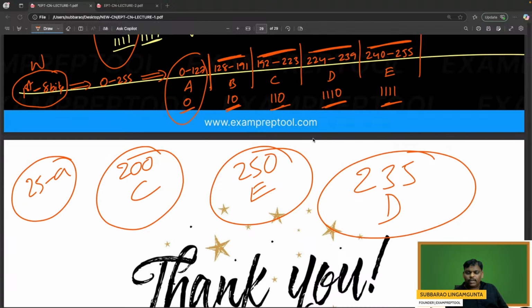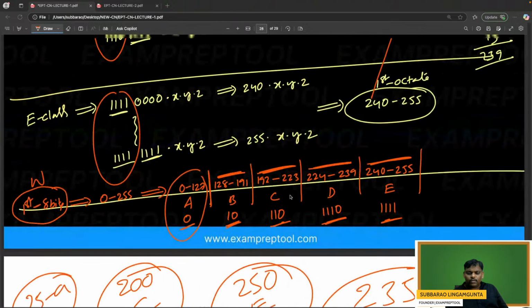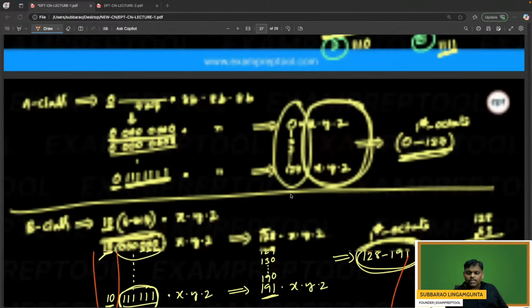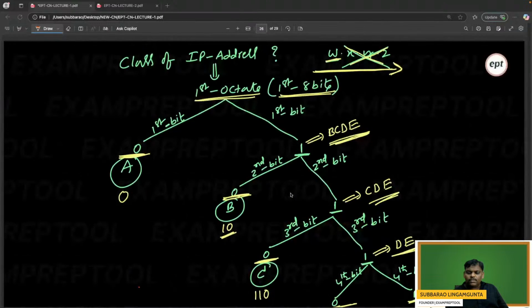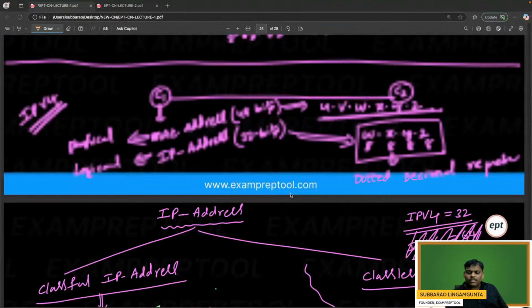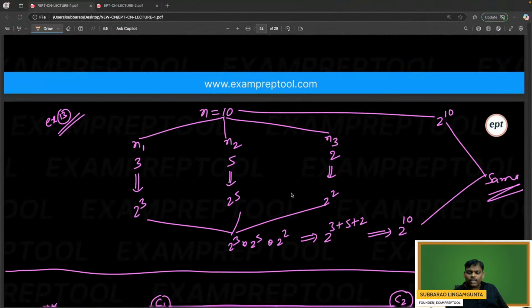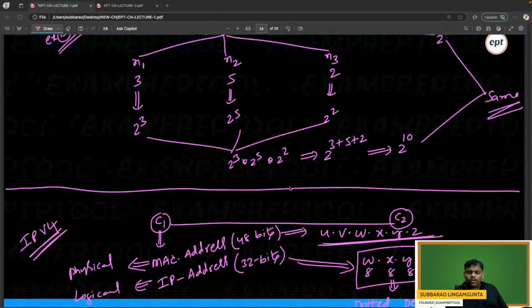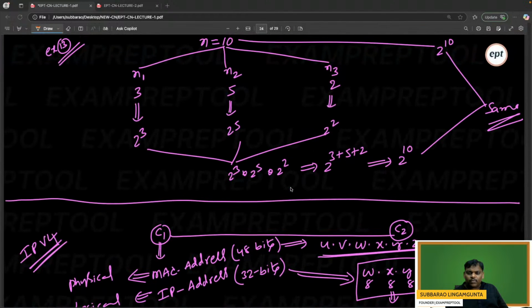Right? So try to understand, everyone. See all these things. From here onward, today's class is started from here. If anyone doesn't know, today's class is started from here.